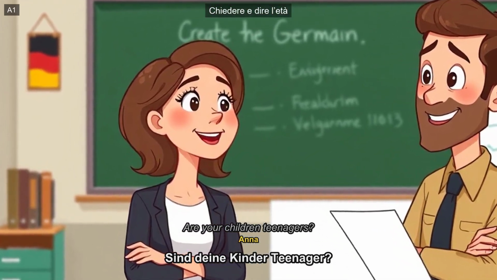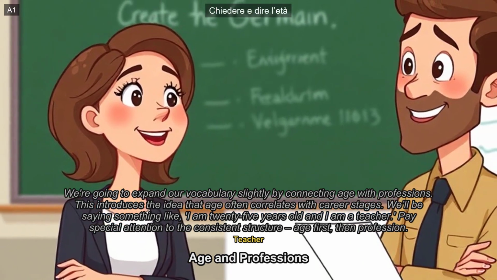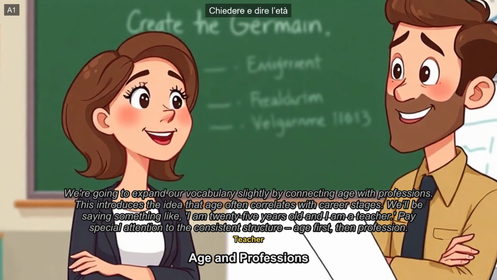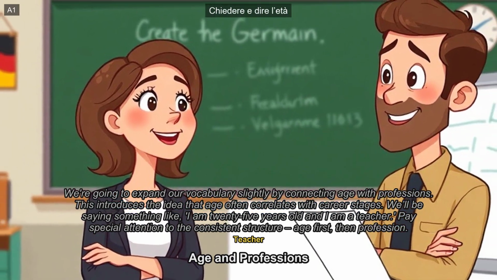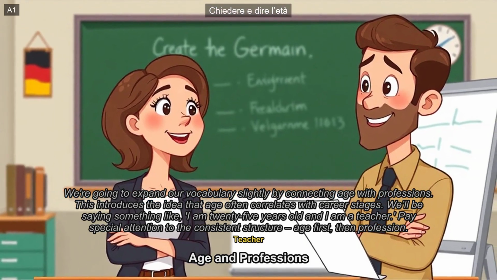We're going to expand our vocabulary slightly by connecting age with professions. This introduces the idea that age often correlates with career stages. We'll be saying something like, I am 25 years old and I am a teacher. Pay special attention to the consistent structure: age first, then profession.